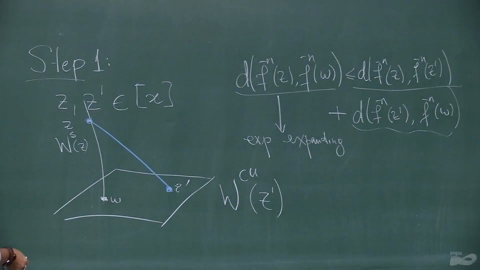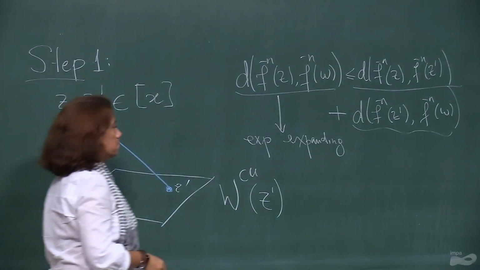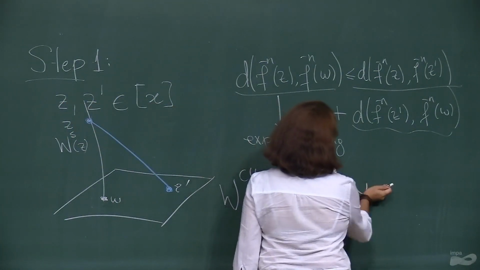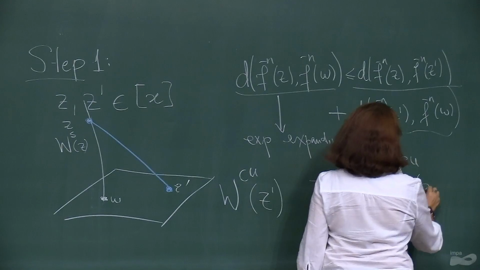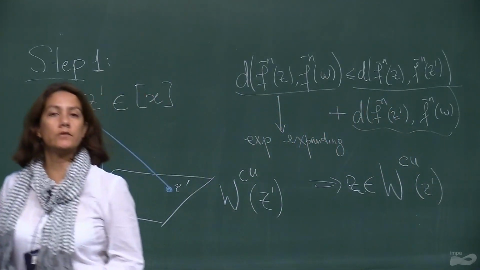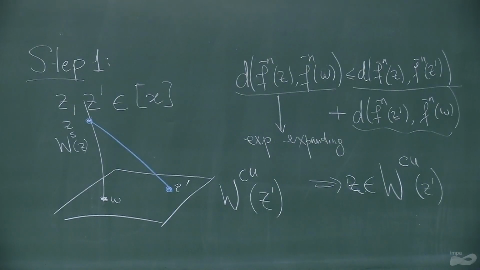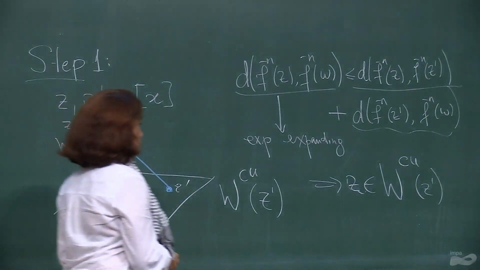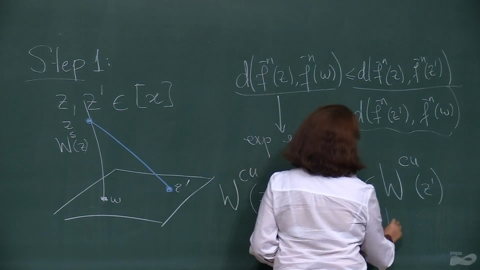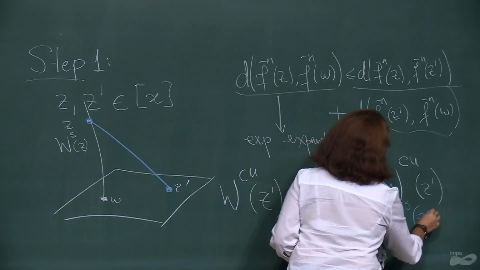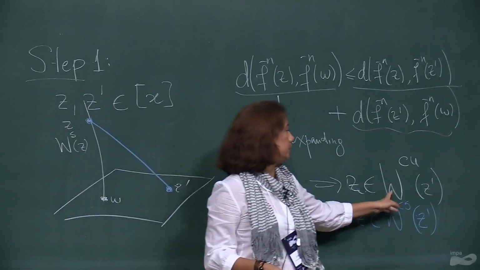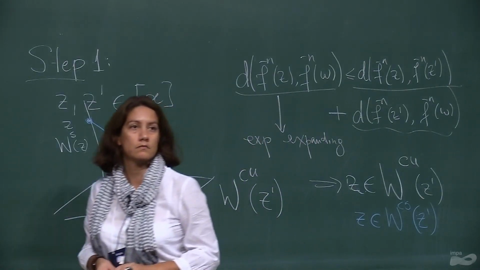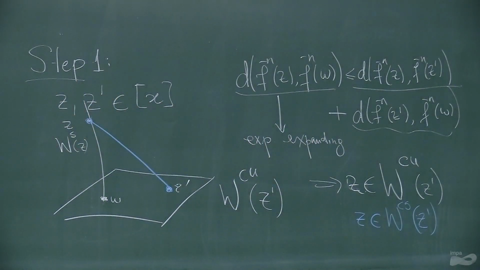Okay? So what you get actually is that this point Z has to belong to the center unstable foliation of Z prime. So using an analogous argument, you prove also that Z has to be in the center stable foliation of Z prime. So finally you get that Z has to be in the center foliation of Z prime. So that proved the first step.